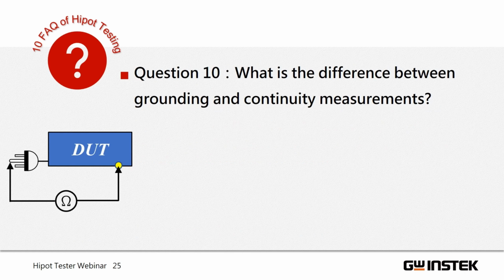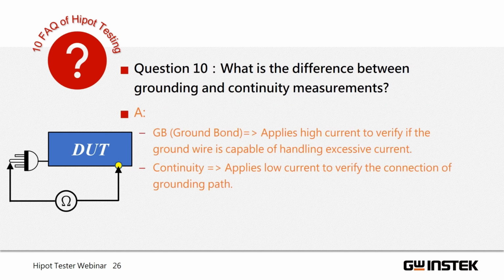Question 10. What is the difference between grounding and continuity measurements? As shown in the figure, both tests go through the DUT chassis and the protective earth conductor of the plug, so what is the difference between the two tests? The grounding test, also known as the ground bond (GB) test, applies high current to verify if the ground wire is capable of handling excessive current. The continuity test verifies the connection of the grounding path by applying low current from the chassis to the ground pin. It is usually performed on Class 1 products.